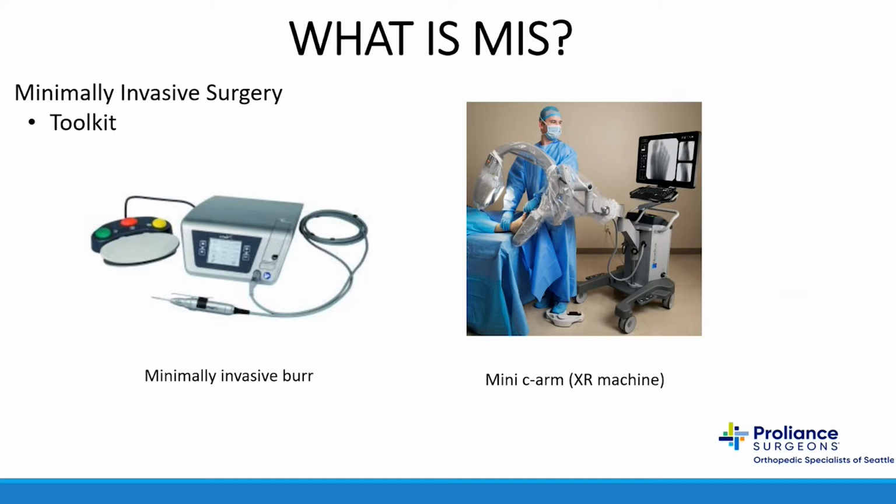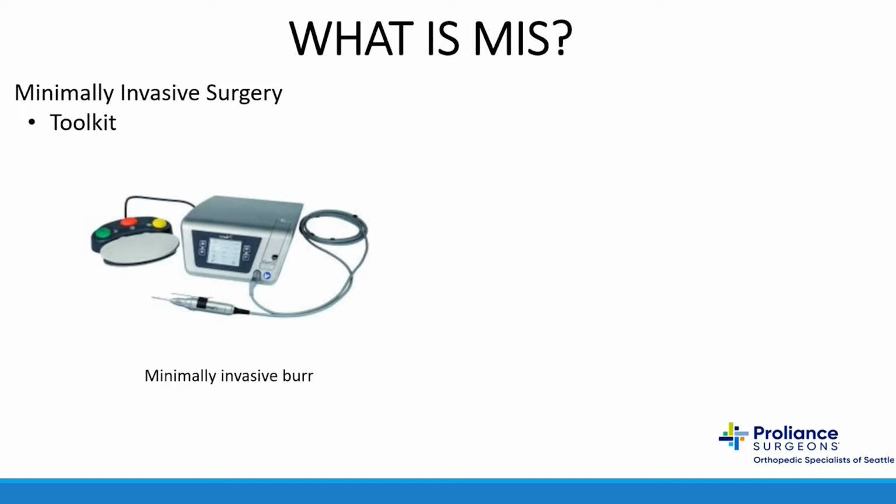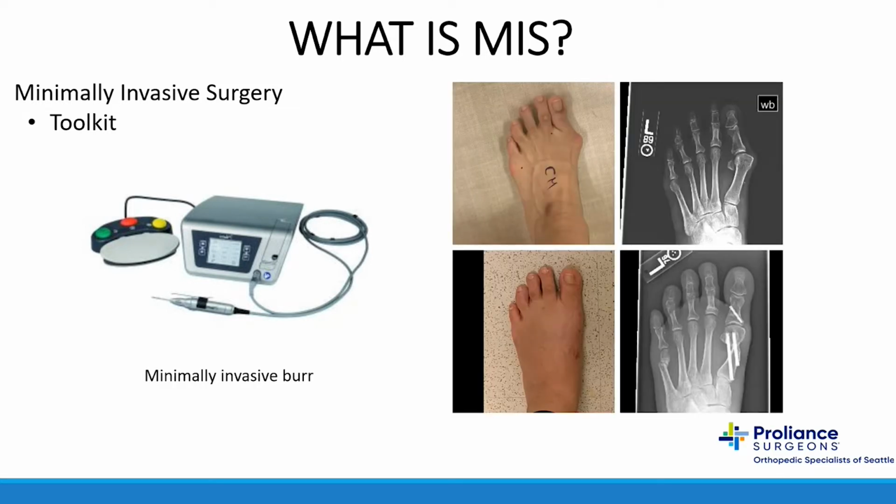One of the really important parts of this is knowing your anatomy around the foot and ankle, and also using what we call a mini C-arm, which is a very small X-ray machine that emits a lot lower dose of radiation than a standard X-ray machine, and using this as a guide when you're performing surgery with the burr. So we'll talk a little bit more in depth about this, but what can you do with this burr?